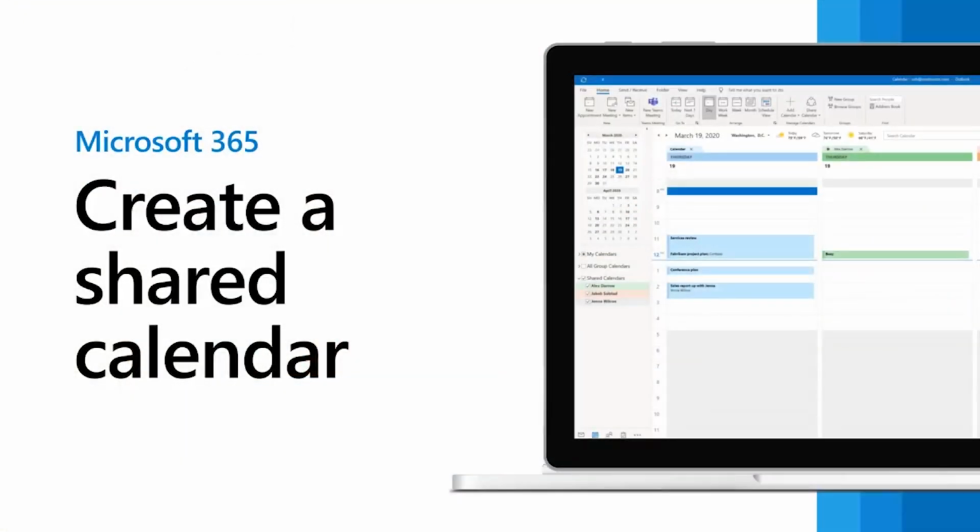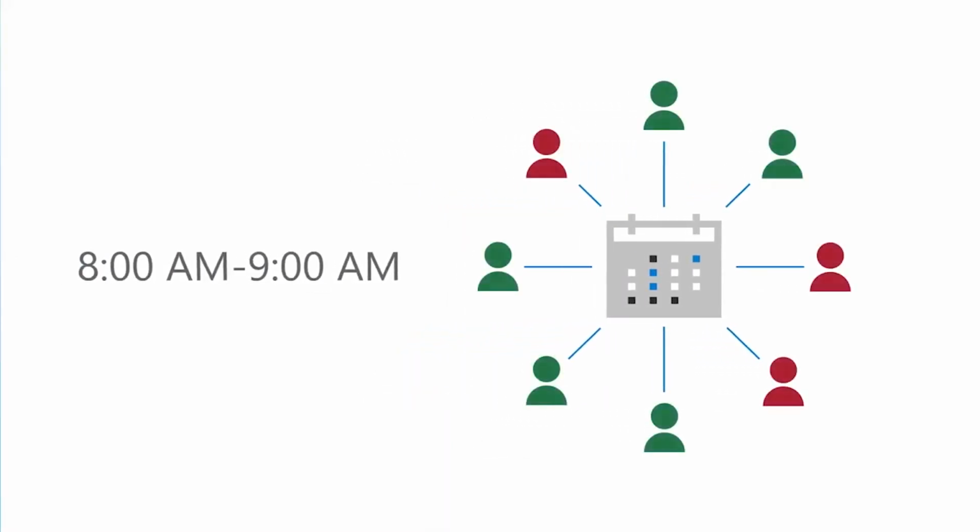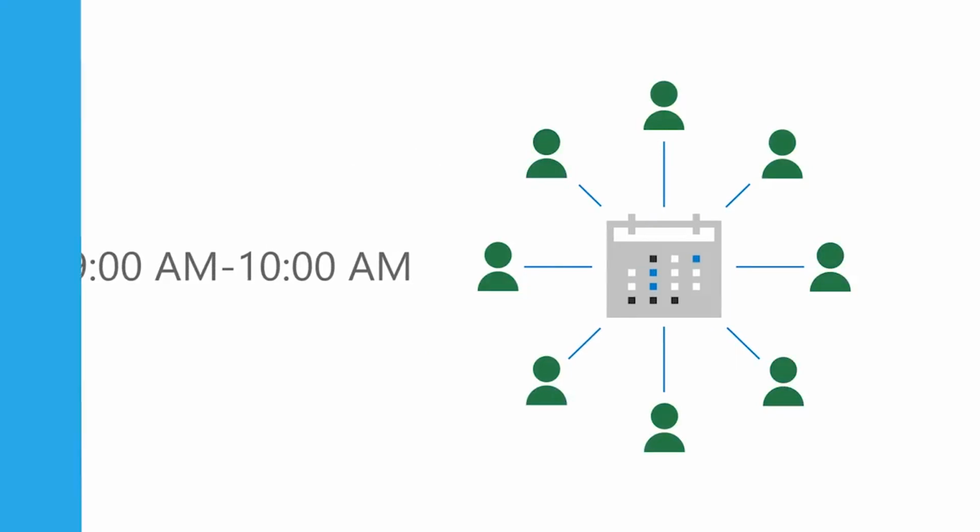Firstly, a shared calendar can help you quickly see when people are available for meetings or other events. Let's look at how to create one.